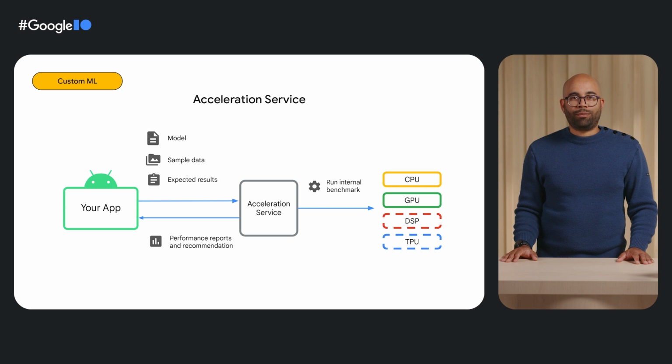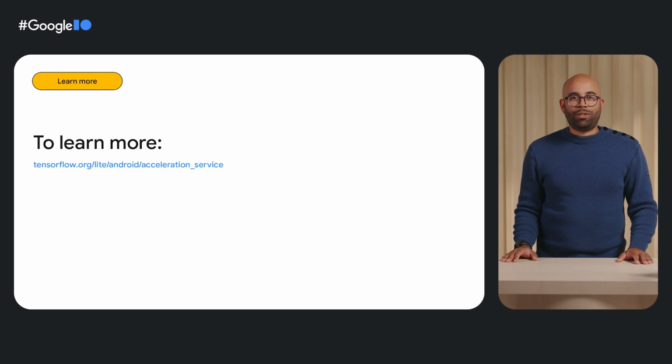Today, it supports the inference on CPU and GPU, and we will be adding support for more chips in the future. As mentioned earlier, the acceleration service is already available in beta. So if you want to benefit from hardware acceleration without having to worry about latency and stability variation, we strongly recommend to give it a try. To learn more about it and integrate it to your application, go to the documentation page on tensorflow.org.